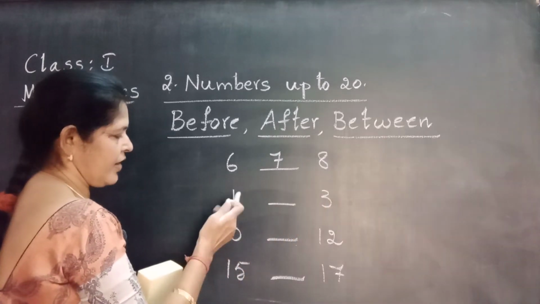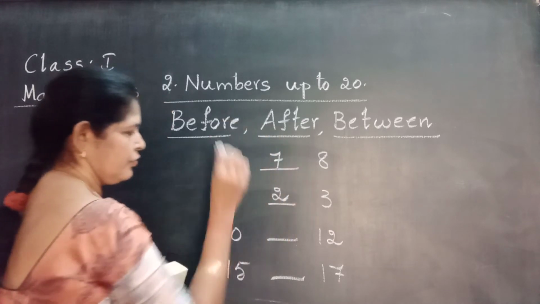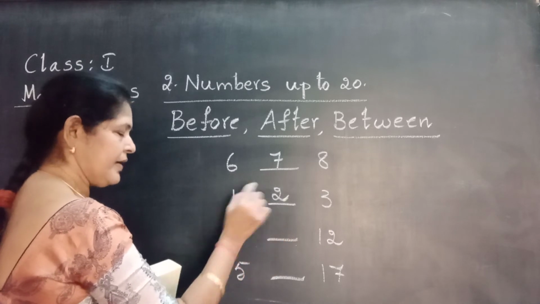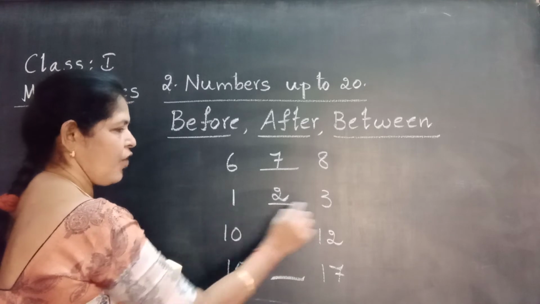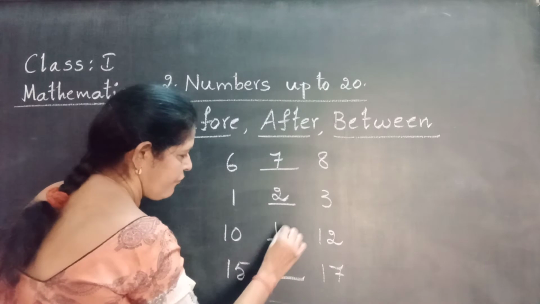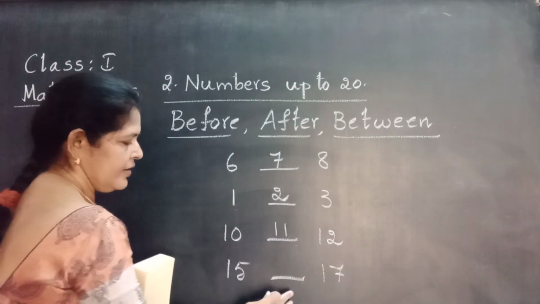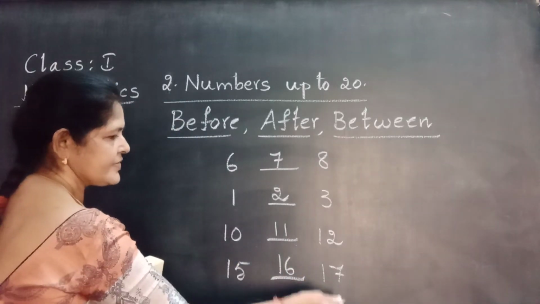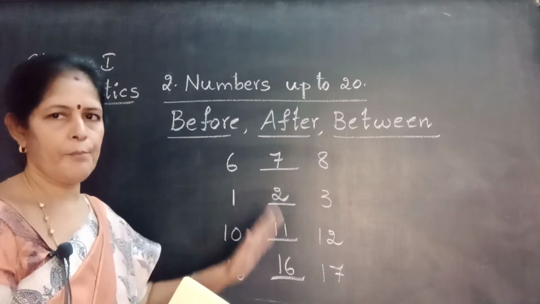Now come to the second one. 1 and 3. The between number is 2. 1, 2, 3. 2 comes in between 1 and 3. Next, 10 and 12. 11. 10, 11, 12. Next, 15, dash, 17. 16. 15, 16, 17. These are the between numbers of the given two numbers.